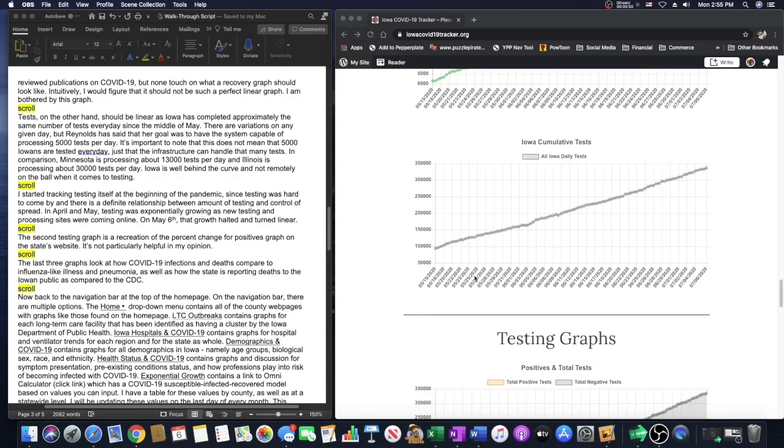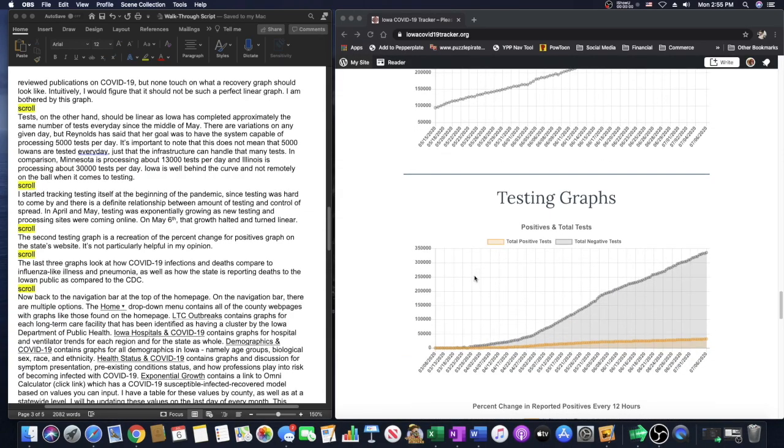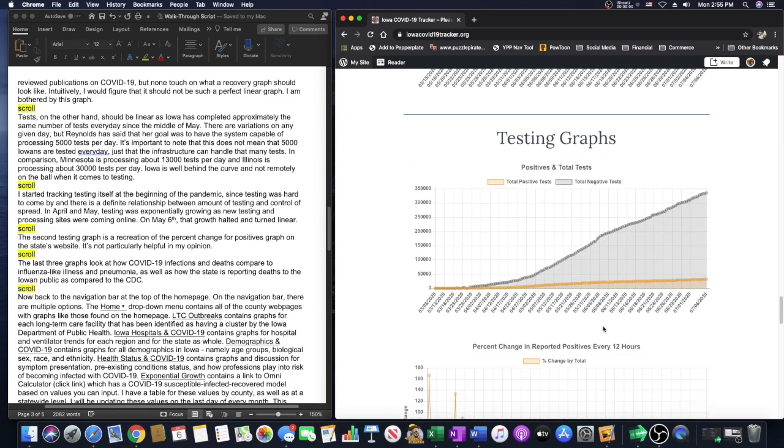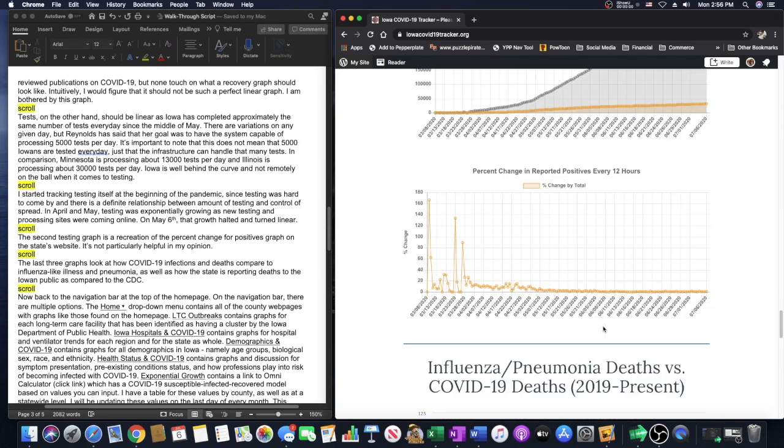I started tracking testing itself at the beginning of the pandemic, since testing was hard to come by and there is a definite relationship between amount of testing and control of spread. In April and May, testing was growing exponentially as new testing and processing sites were coming online. On May 6th, that growth halted and turned linear. The second testing graph is a recreation of the percent change for positives graph on the state's website. It's not particularly helpful in my opinion.